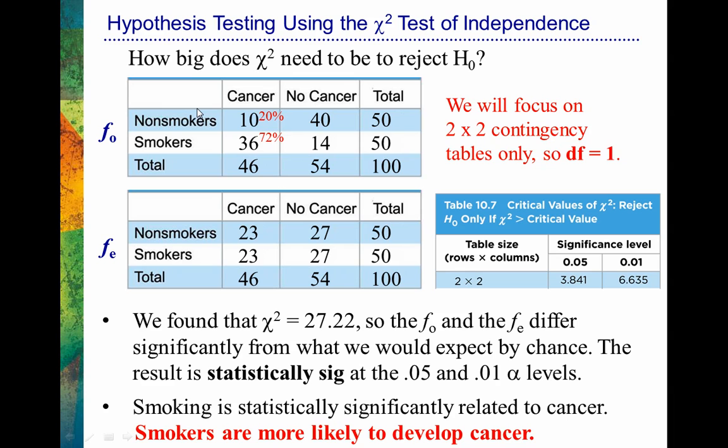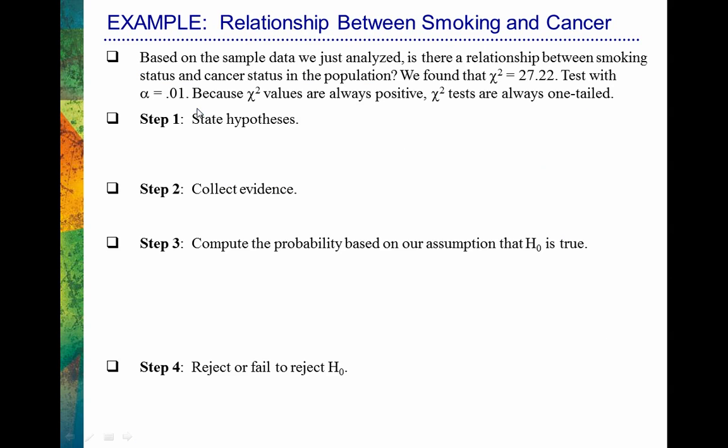Well, let's take this whole thing now and put it into that 4-step hypothesis testing procedure that we learned about. So this just summarizes what we just found. Based on the sample data we just analyzed, is there a relationship between smoking status and cancer status in the population? So we're using sample data, trying to learn about the population. That's what inferential statistics is all about.